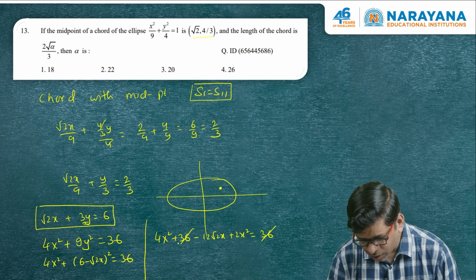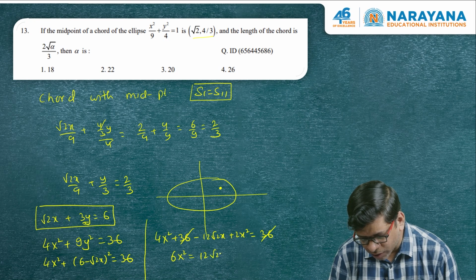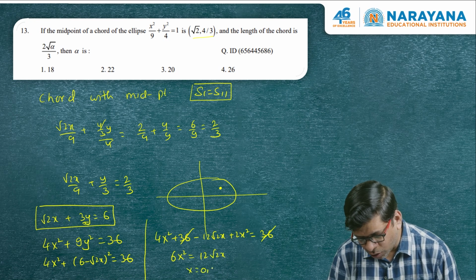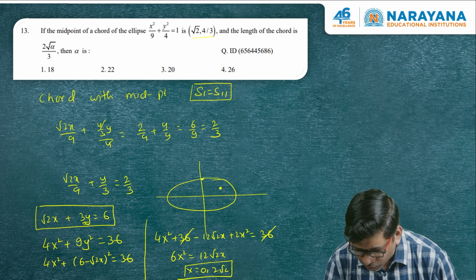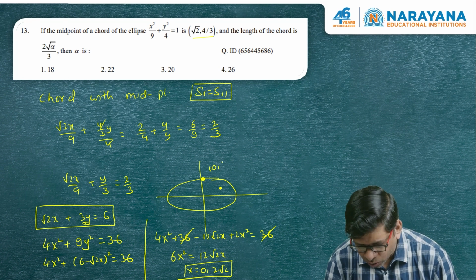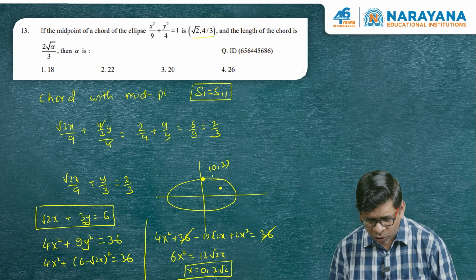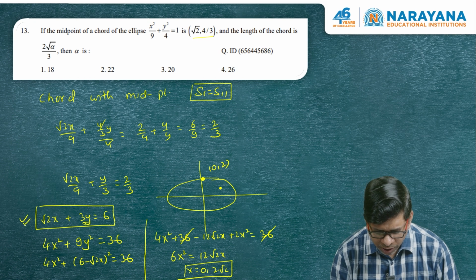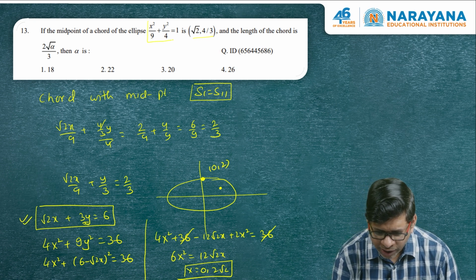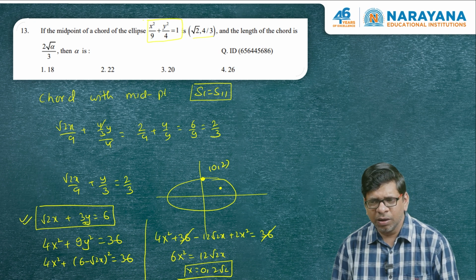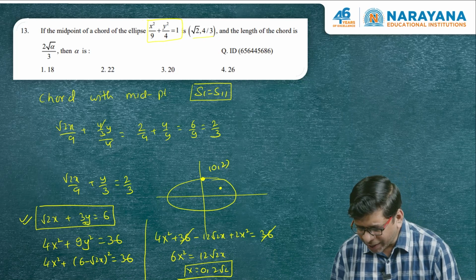The constant gets cancelled, so it means one of the solutions is 0. 6x square equals 12 root 2x. x will be 0 or 2 root 2. So x equal to 0 means this is one of the points, (0, 2). And you can verify (0, 2) is satisfying the equation of the chord and the equation of the ellipse, satisfying both of them. Second, x is 2 root 2.